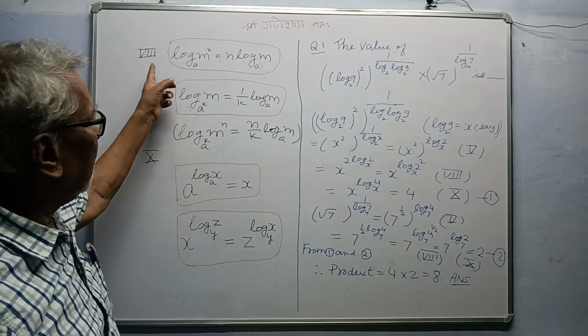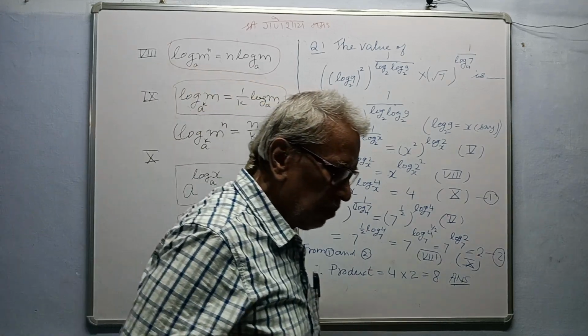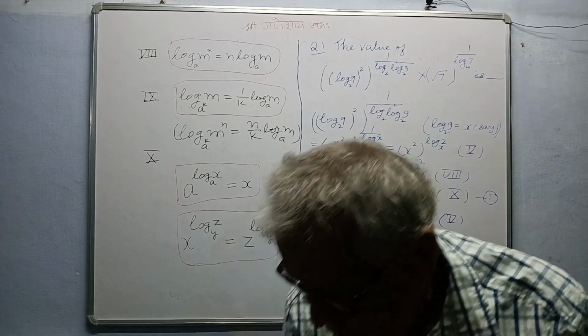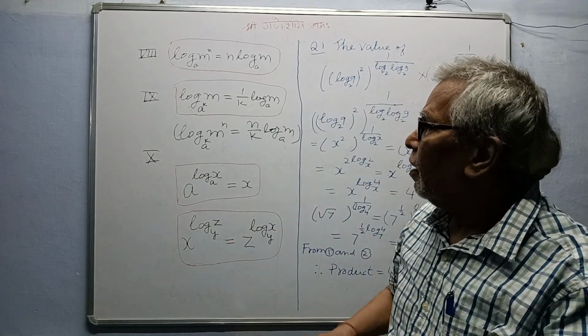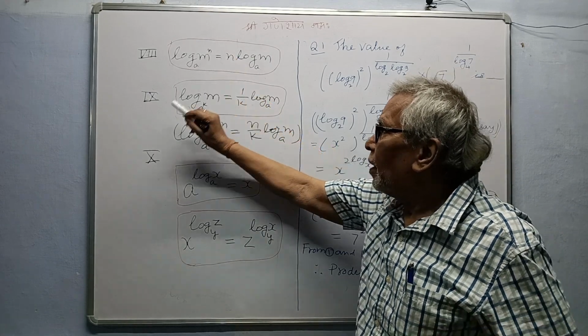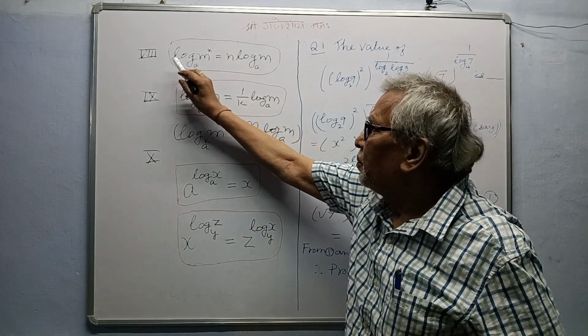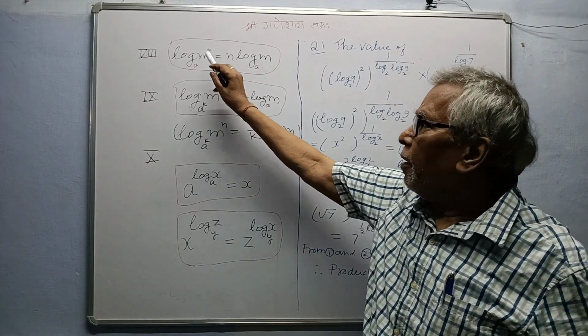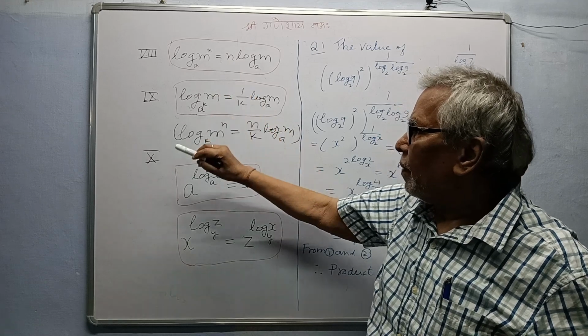Now property number 8. Log m to the power n base a. This n will come out here. So n into log m to the base a. The power will come here.